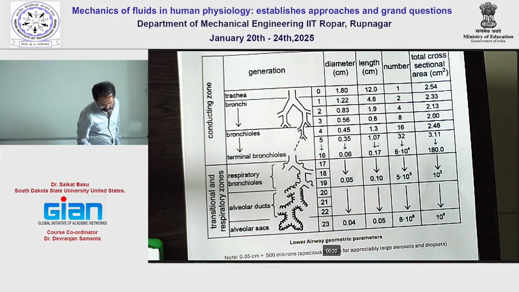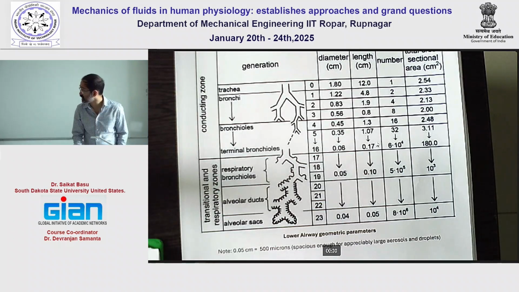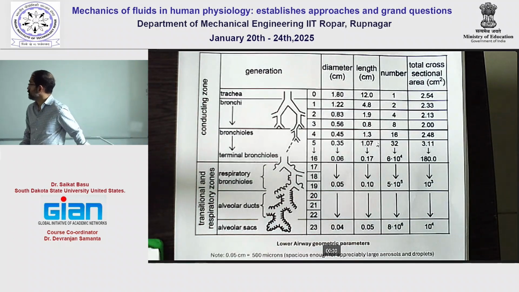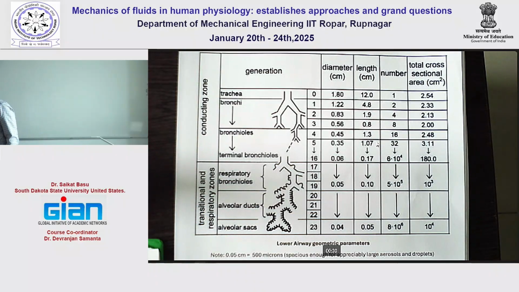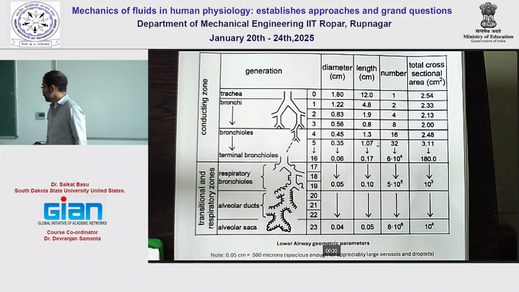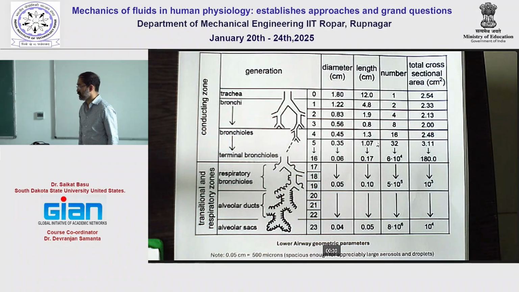0.05 microns. So sorry, 0.05 centimeters. So that is around 500 microns. That is wide enough to let all the big particulates that we are talking about in. So we cannot argue that a 20 micron particulate is too big to enter that domain. They can if they are allowed to.